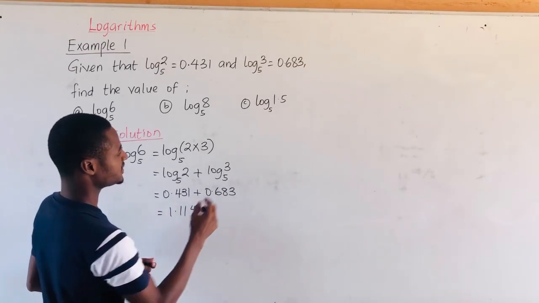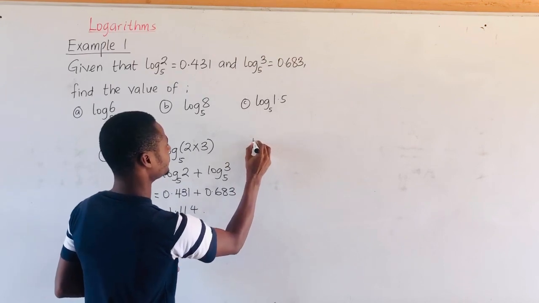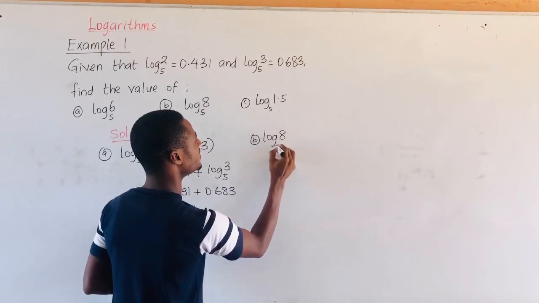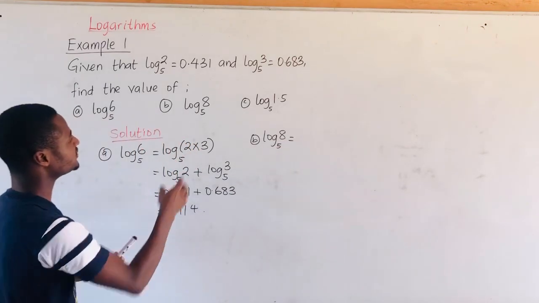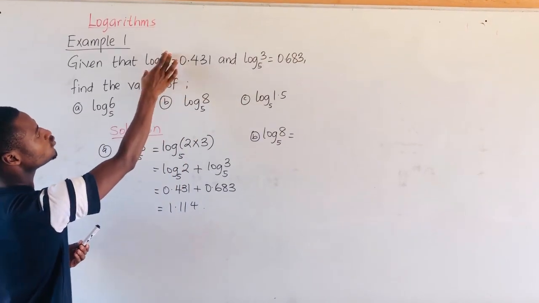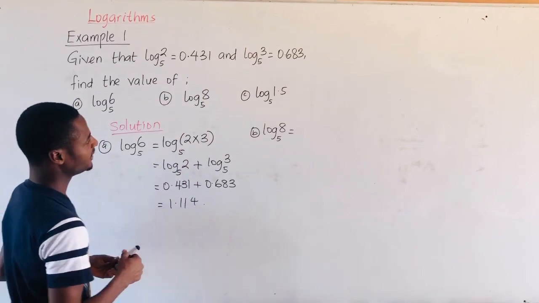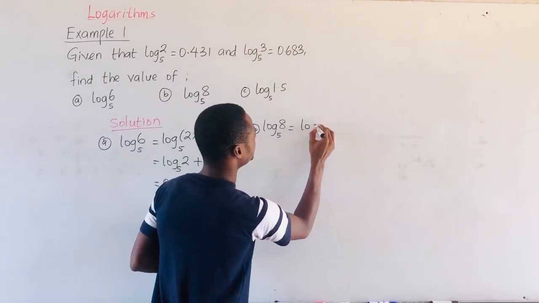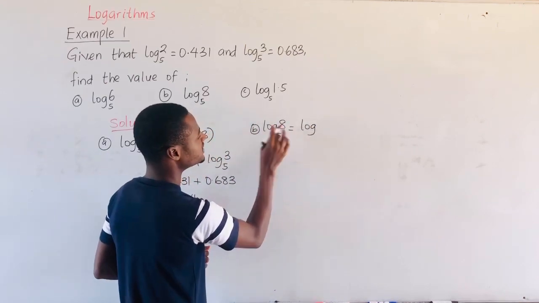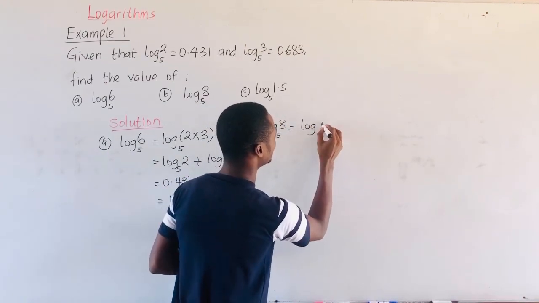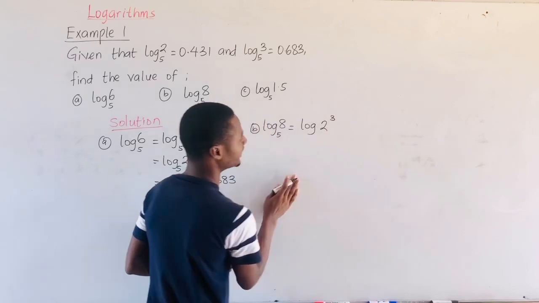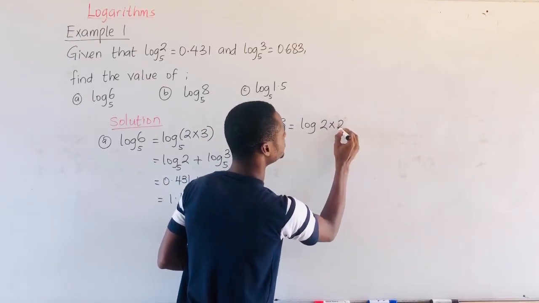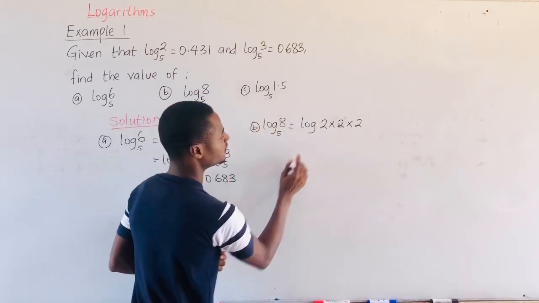Then with our second question, we have log 8 to the base 5. How do we express this in terms of 2 or in terms of 3? Log 8 to the base 5, 8 can be expressed in terms of 2 alone as 2 raised to the power 3. Or you can say 2 times 2 times 2.